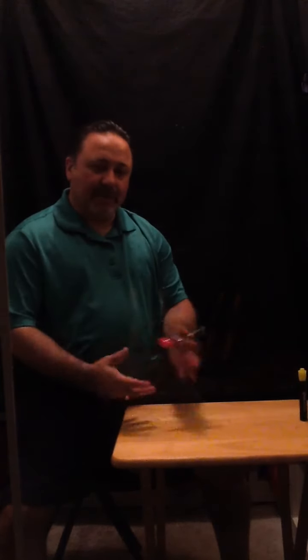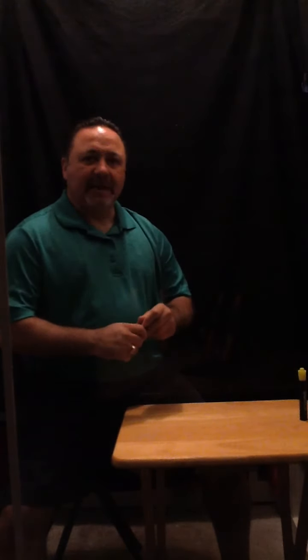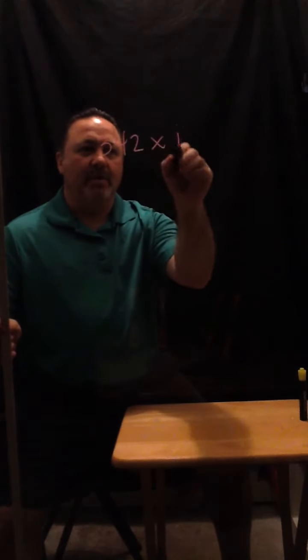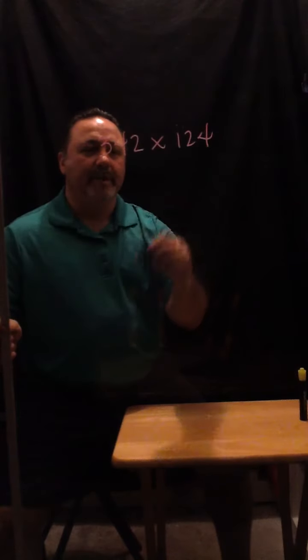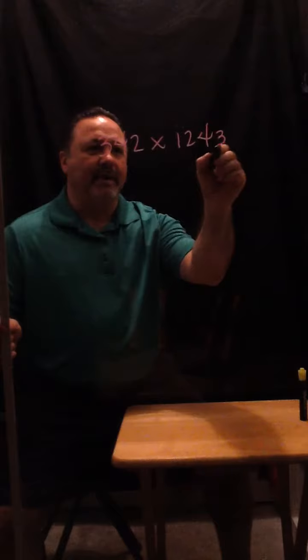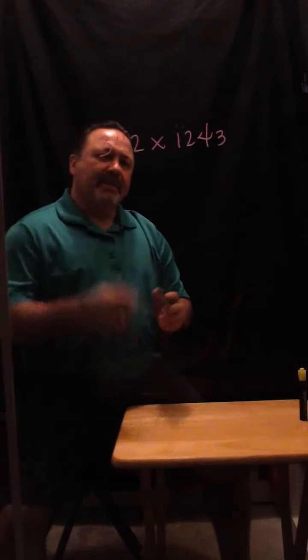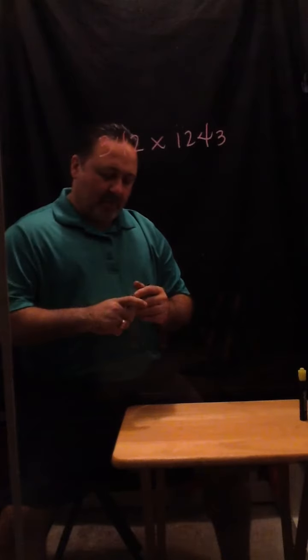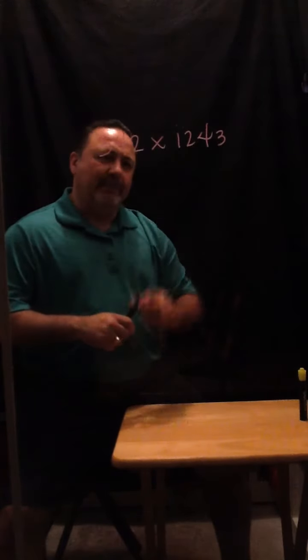Some of the students that we have seem to have a problem figuring out how to actually work a multiplication problem. If I gave them a problem of 342 times 124, well, let's say 1,243, they don't know what number goes on top, what number goes below. So let's do away with that.